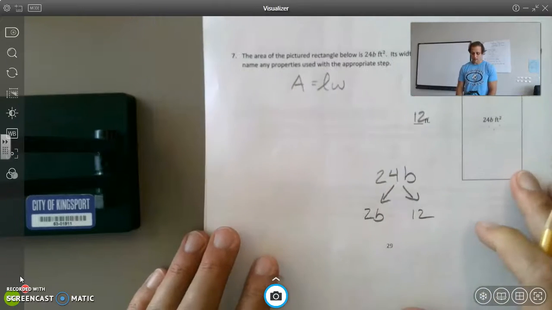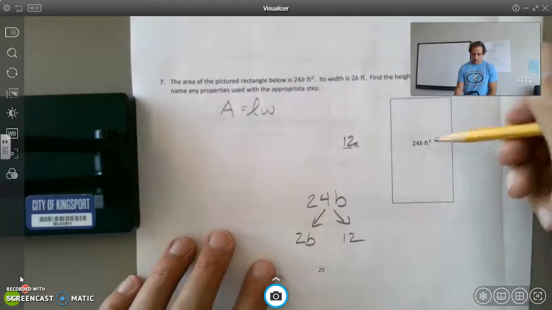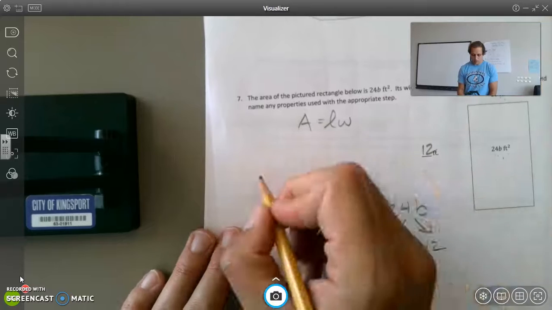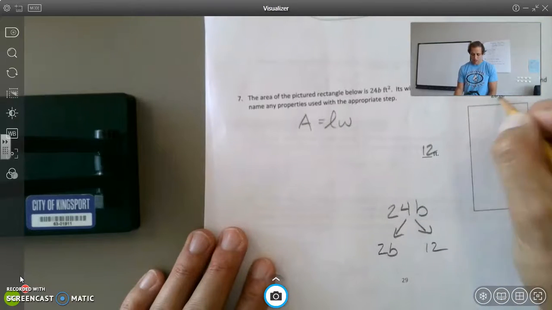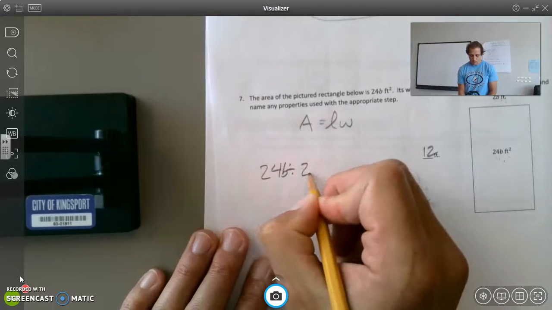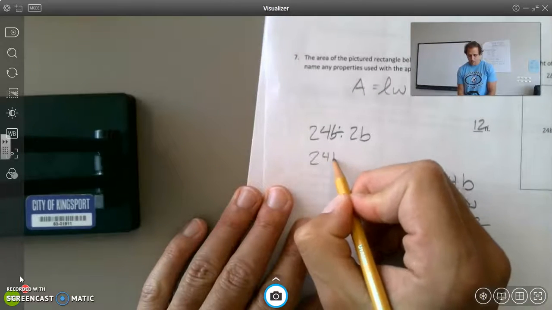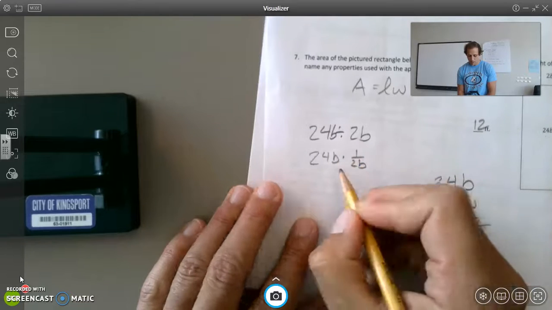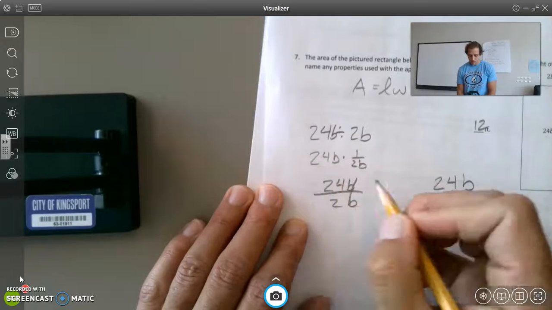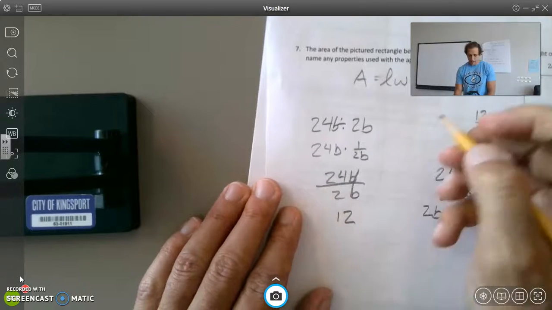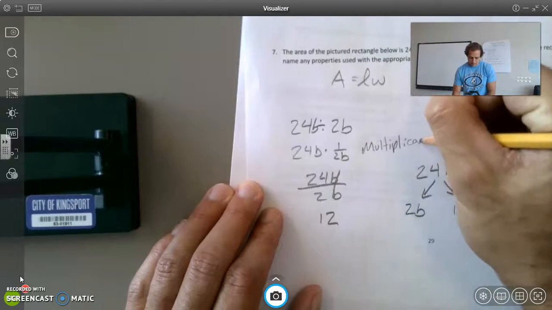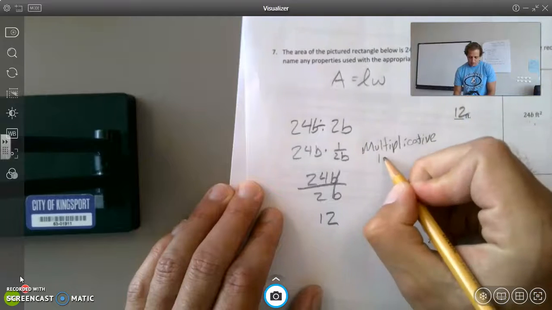The way I think they would like us to think about this is area has to be divided by the length in order to get the width. So because this is 24b divided by 2b, we could think about it as 24b divided by 2b is the same as 24b times 1 over 2b, or 24b over 2b. The b's eliminate. 24 over 2 is 12, and here we have used the multiplicative inverse. Instead of dividing, we use multiplicative inverse.